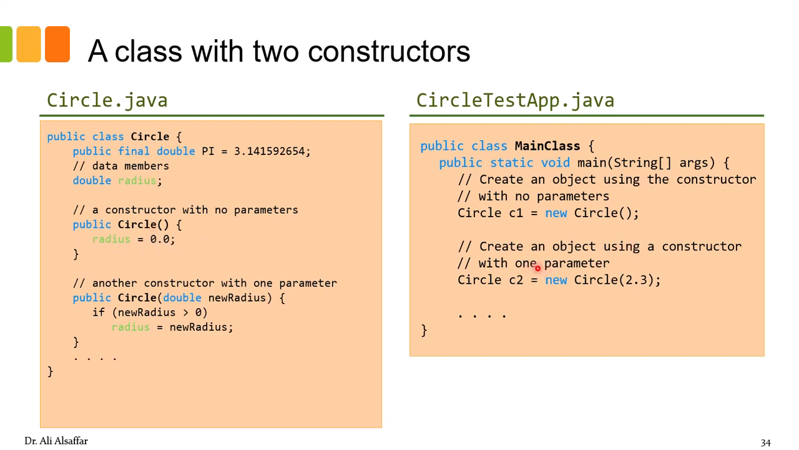Now, if we create another object, but with an input parameter to the constructor, remember that the input parameters are the signature of the method. So here we are creating an object for the circle, and the radius 2.3 will go into new radius, and since it is positive, this new radius will be copied into radius. So the first declaration creates a circle object with radius 0, and the second declaration creates a circle object with radius 2.3.